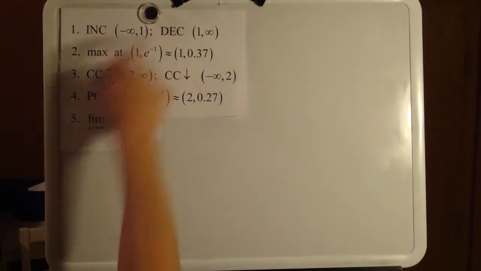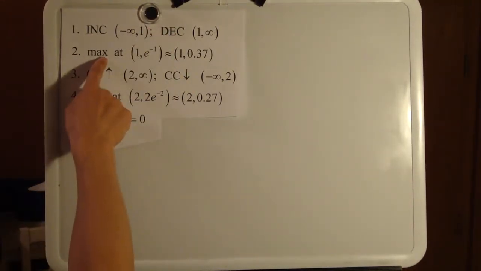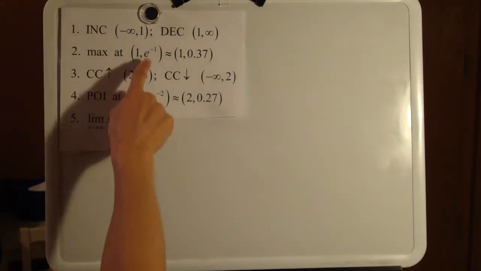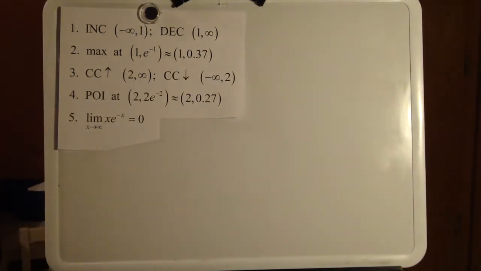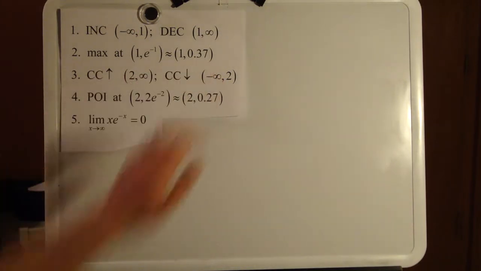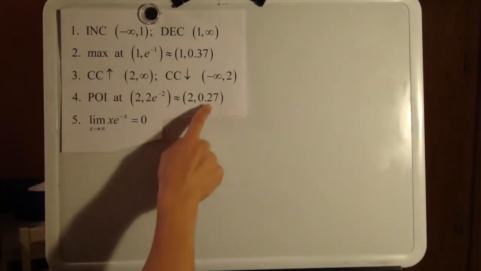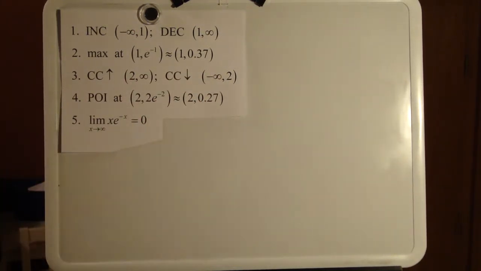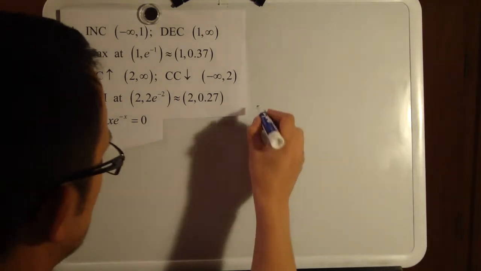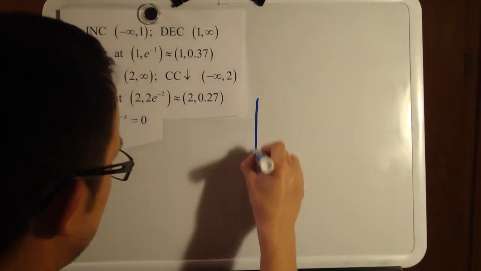So this has all of the information that I just did in detail here in this lesson. So we have the increasing, decreasing information, a high point at 1, comma 1 over e, and this is the estimate here, and then the concavity information, the inflection point with an estimate, and then also the earlier remark where as x approaches infinity, the graph is going to tend to 0. So I'm going to try to do a decent graph here. We'll see what I can do.